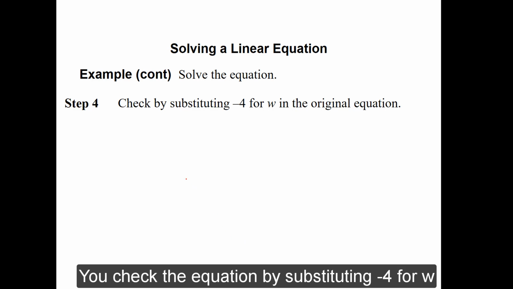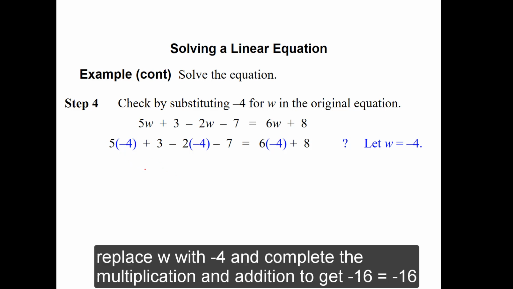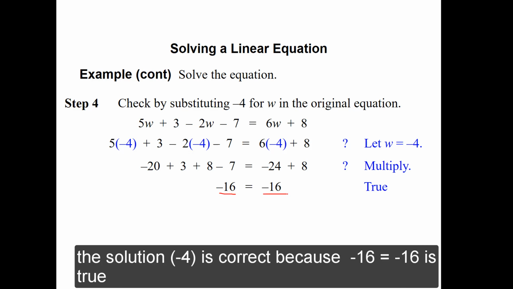You check the equation by substituting in your solution for the variable. So here's the original equation. I'm going to click through this quickly. I replace w with -4. I then do the multiplication first, the order of operations, resulting in this, and you can check this. And when I combine the left and the right side of the equation, I get -16 on both sides, which means the solution is correct because -16 does equal -16.